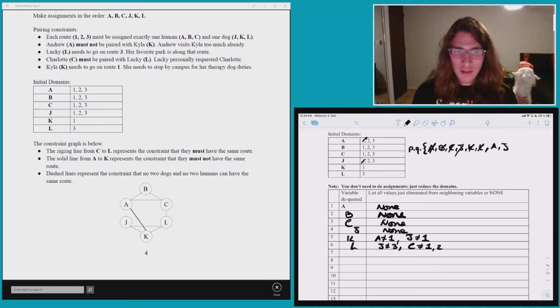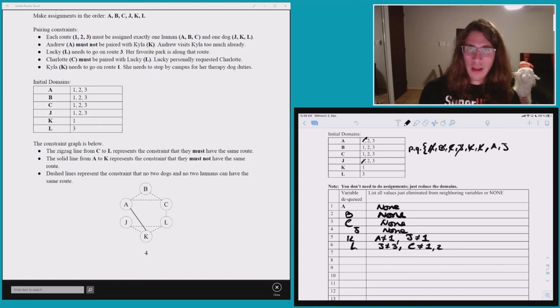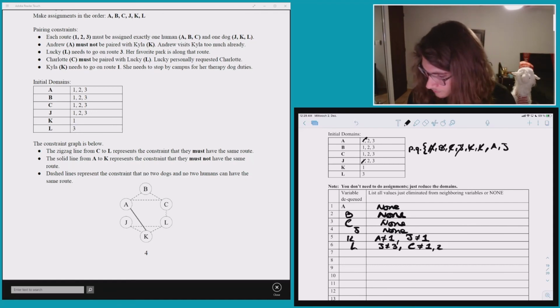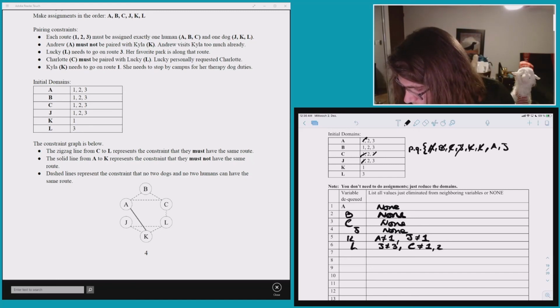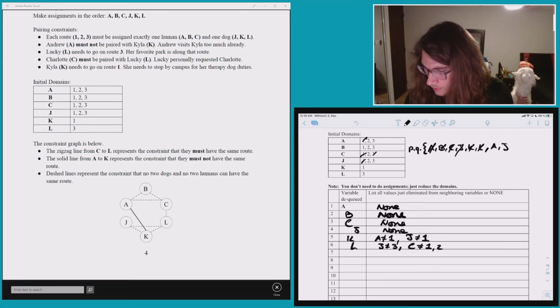Because L and C must be paired together. And because L only has one value in the domain, 1 and 2 both conflict because they break the constraint that C and L must be together. Let me update the graph here. And that means that I'm at L, I modified J, and I modified C, but J is already on the prop queue because of K, which means that C goes on the prop queue, just C.